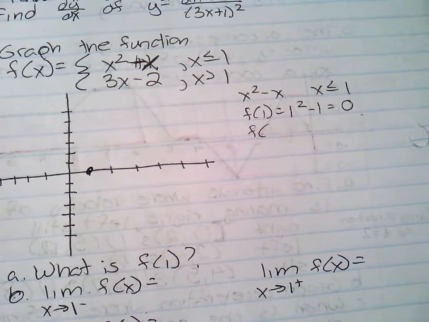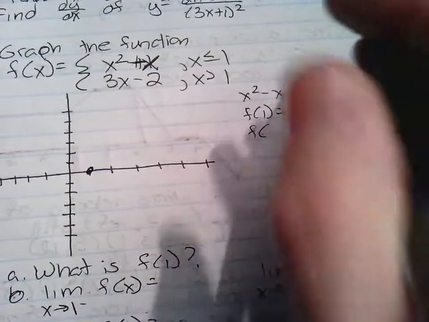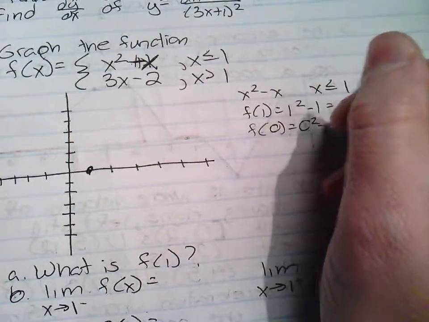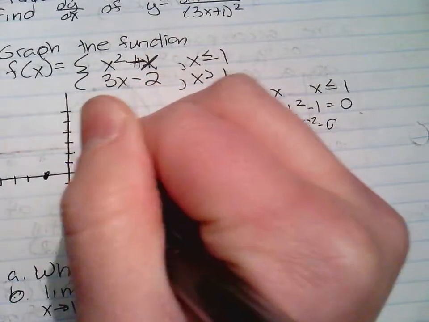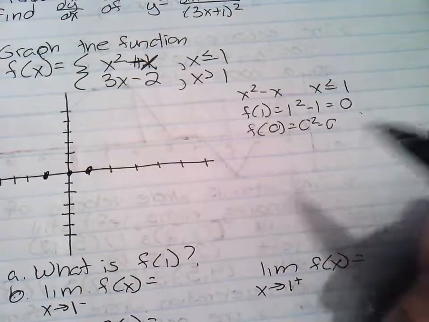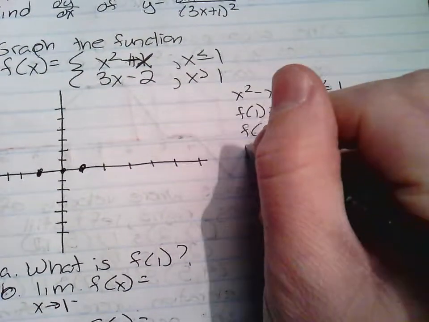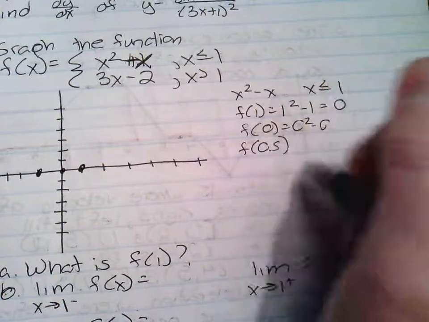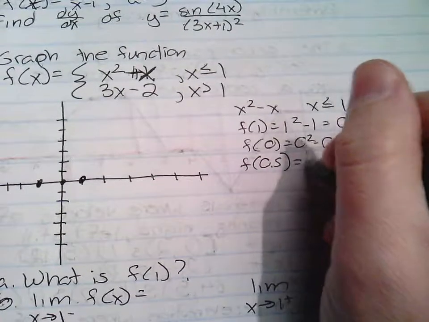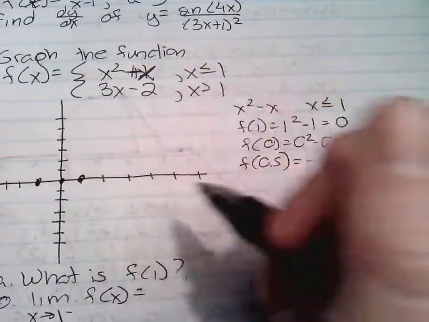I'm missing a middle point. I'm going to do 0.5 because I think it's right. 0 is going to also be 0 too. But this is a parabola. Well, oh, sorry, that should be... So I'm pretty sure it's going to go like that. Let's try f of 0.5. So that's going to be 0.5 squared minus 0.5, which is negative 0.25. So about here.